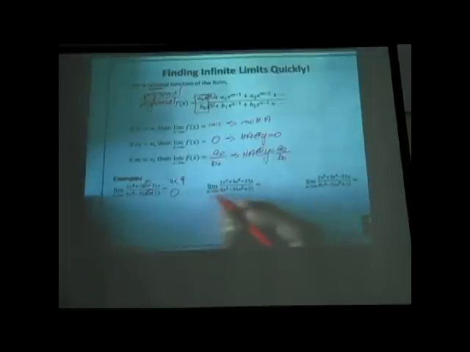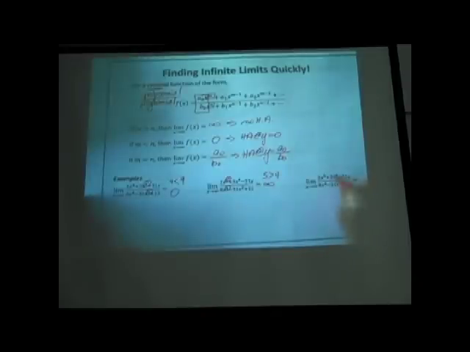Second problem. Limit as x approaches infinity, 2x to the 5th plus 3x to the 4th minus 31x, now degree 5 in the numerator, over 8x to the 4th minus 31x squared plus 12. 4 is the highest degree in the denominator. 5 is greater than 4. The numerator is of greater degree than the denominator, so the limit is going to be positive infinity.